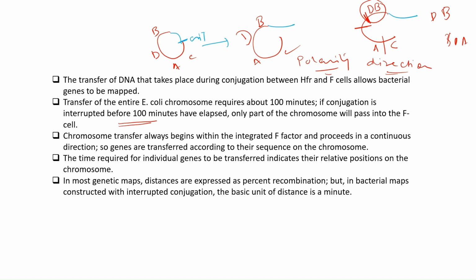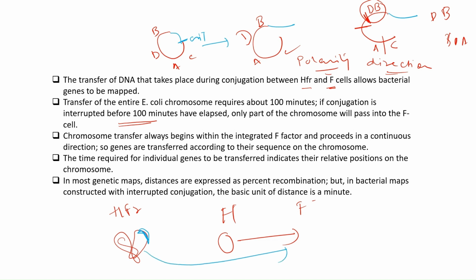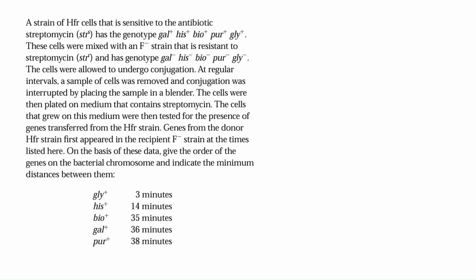Now for this, we always take an HFR cell and an F minus cell. Why not F plus and F minus cell? Because in an F plus cell, the plasmid will only get transferred to the F minus cell. Whereas if it is an HFR cell, that means this plasmid is actually integrated into the chromosome. So from HFR to F minus cell, the chromosome is actually getting transferred, which takes approximately 100 minutes for the entire chromosome to get transferred. So we can halt the conjugation at different time intervals to know the distance between two genes on a particular chromosome. Now let's solve one question.